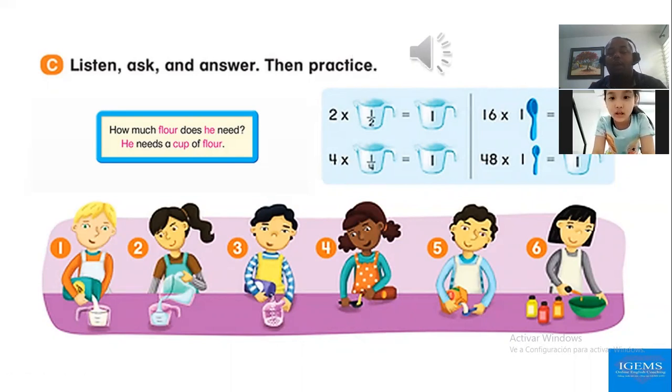He needs a cup of flour. Number one, a cup of flour. Two. How much water does she need? She needs a half cup of water. Three. How much salt does he need? He needs a quarter cup of salt. Four. How much cooking oil does she need? She needs a tablespoon of cooking oil. Five. How much baking soda does he need? He needs a teaspoon of baking soda. Six. How much food coloring does she need? She needs a drop of food coloring.